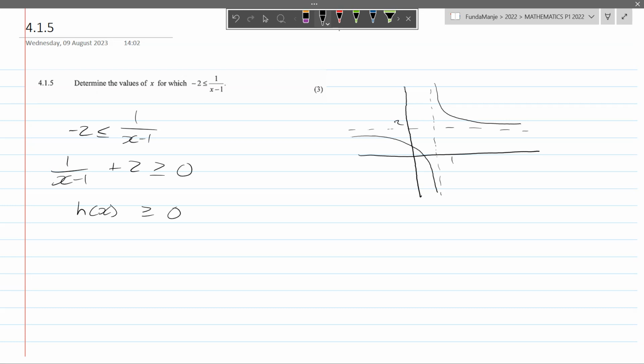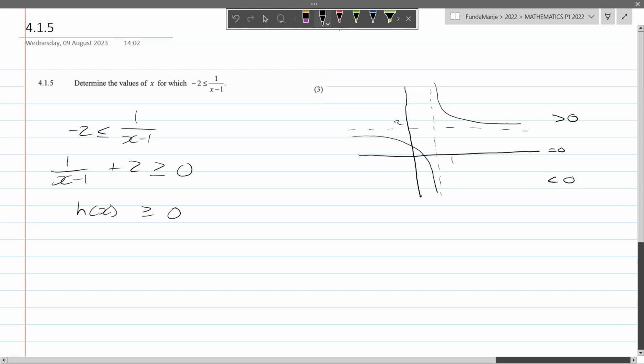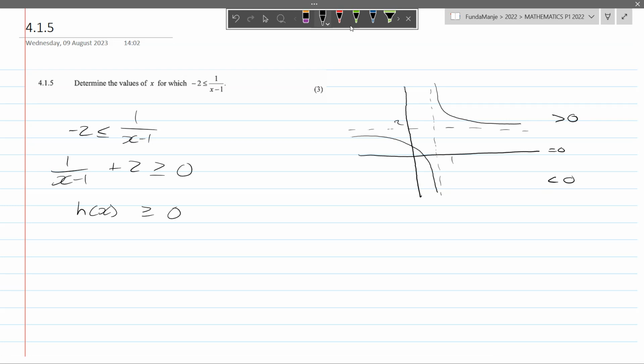So if we look at it here, this is less than 0, equal to 0, then greater than 0. We want this region, greater than or equal to. So our function is positive here, and it's also positive here. But for the rest of it, it's negative. And it's also equal to 0 over there.